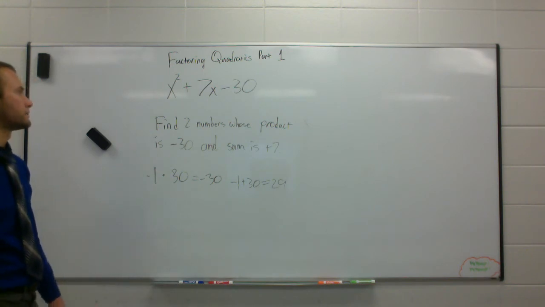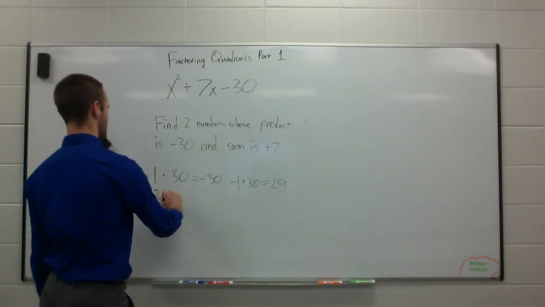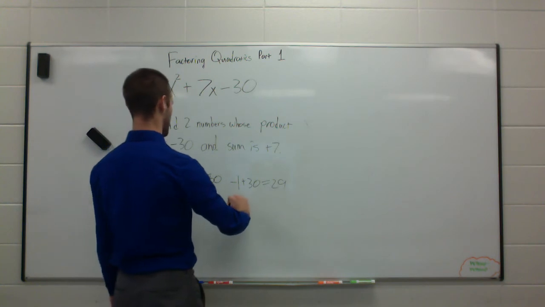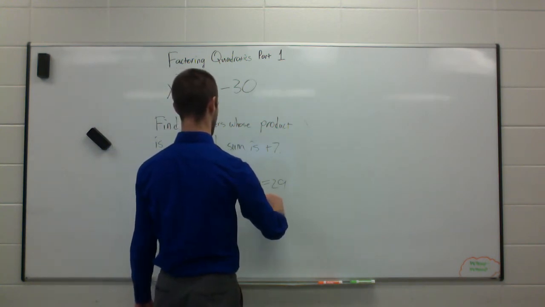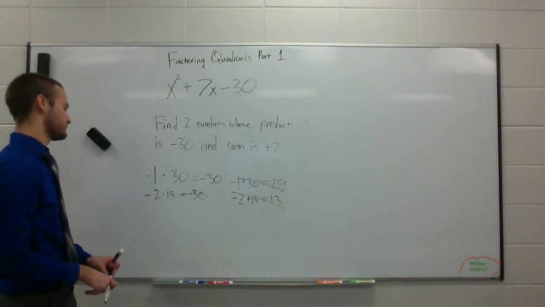We could have 15 and 2. So negative 2 times 15, that's negative 30, but negative 2 plus 15 is 13. So no, neither of these worked.